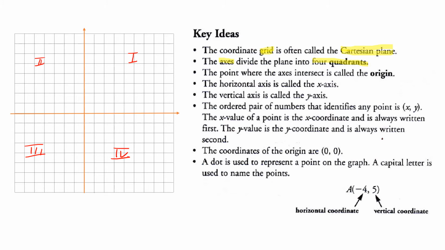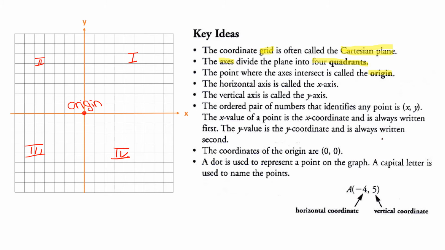The next point on your list here is the point where the axes intersect is called the origin. So the origin, let me put a dot on here, the origin is right there in the center. That's the origin right there. And the horizontal axis is called the x-axis, so I'm going to label that with an X. That's important. And the y-axis gets labeled with a Y. Sometimes we use different letters when we get into word problems, but otherwise you must label them.